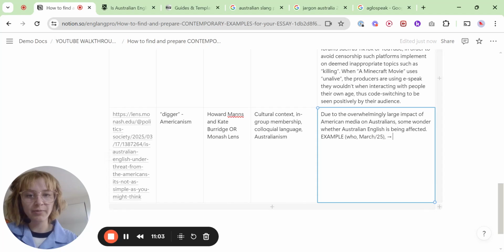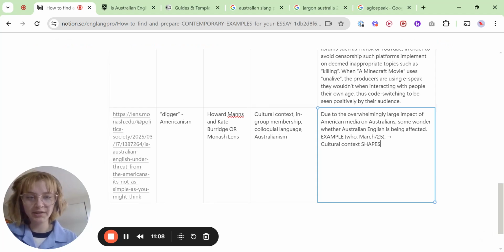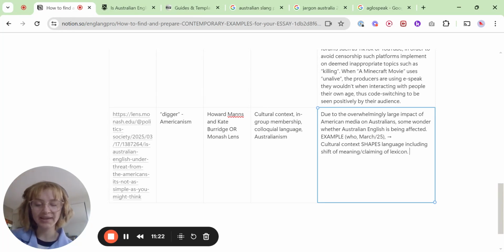So maybe we'll talk about how cultural context shapes language, including shift of meaning or claiming of lexicon. So, for example, diggers is seen as a very stereotypically, historically Australian term, but as we've just read, it's American. So, are we threatened by Americanisms, or are we able to adopt language that comes from overseas and make it our own?